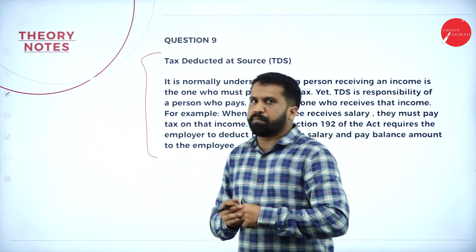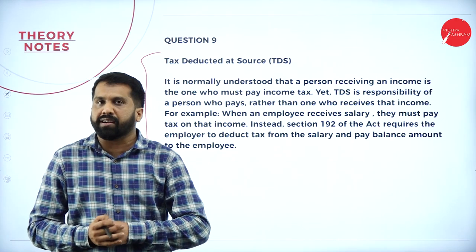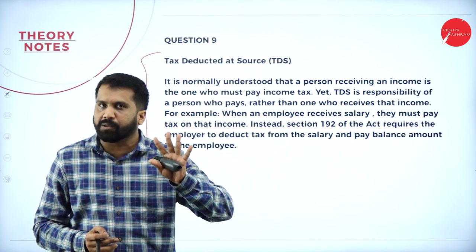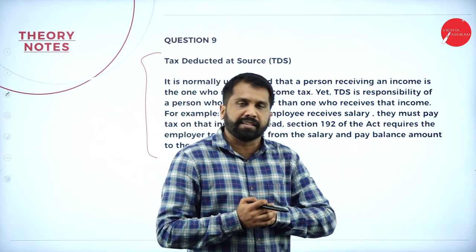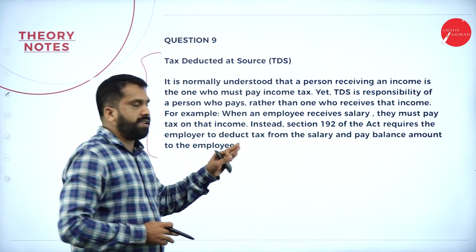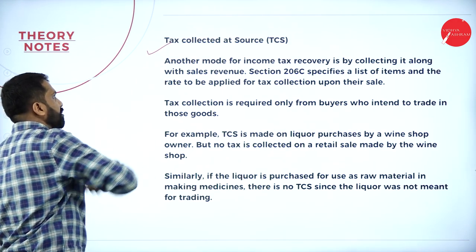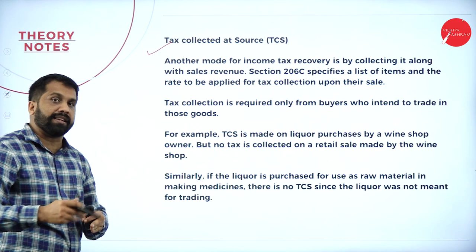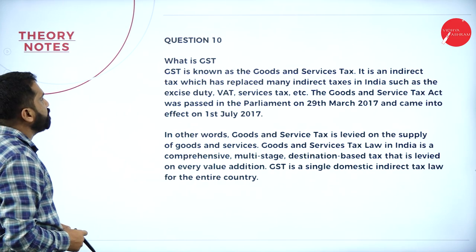If you win a lot, say you are the Big Boss winner, assume that, you will be awarded 50 lakh. Will you get 50 lakh? No. Tax is deducted and you will get 34, 35 lakh. So that is called TDS. TCS, tax collected at source. Whenever your income is collected, later you are supposed to pay tax. That is tax collected at source.